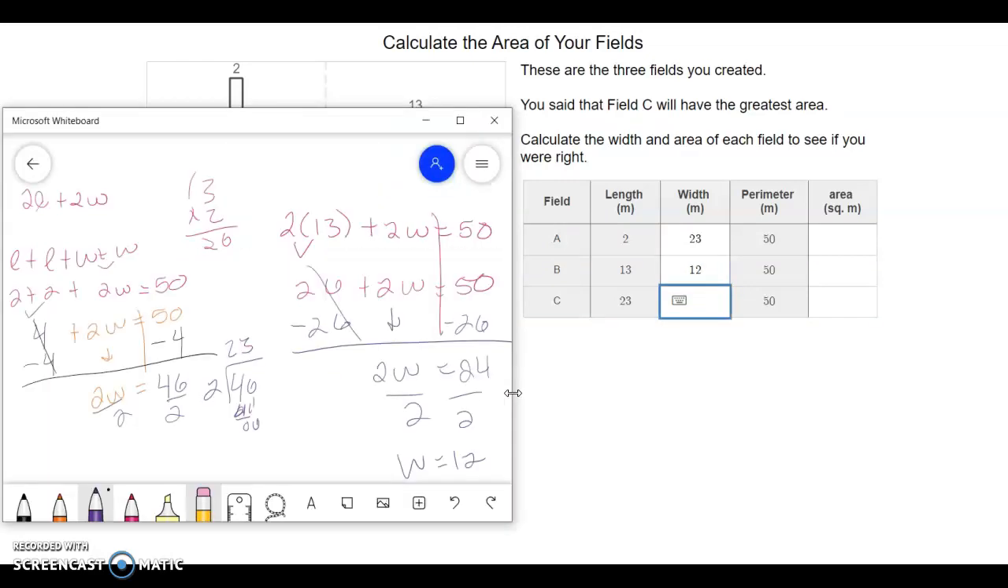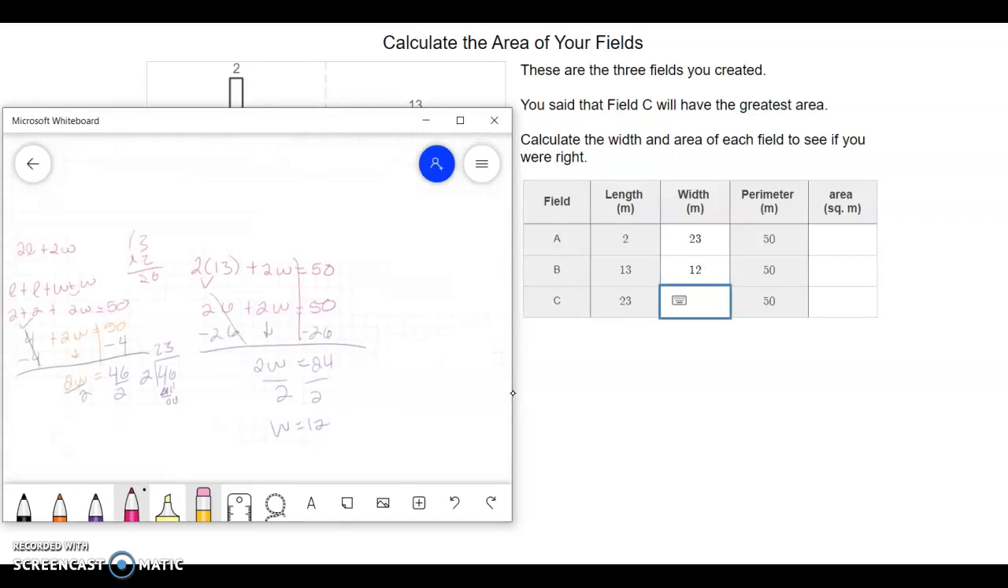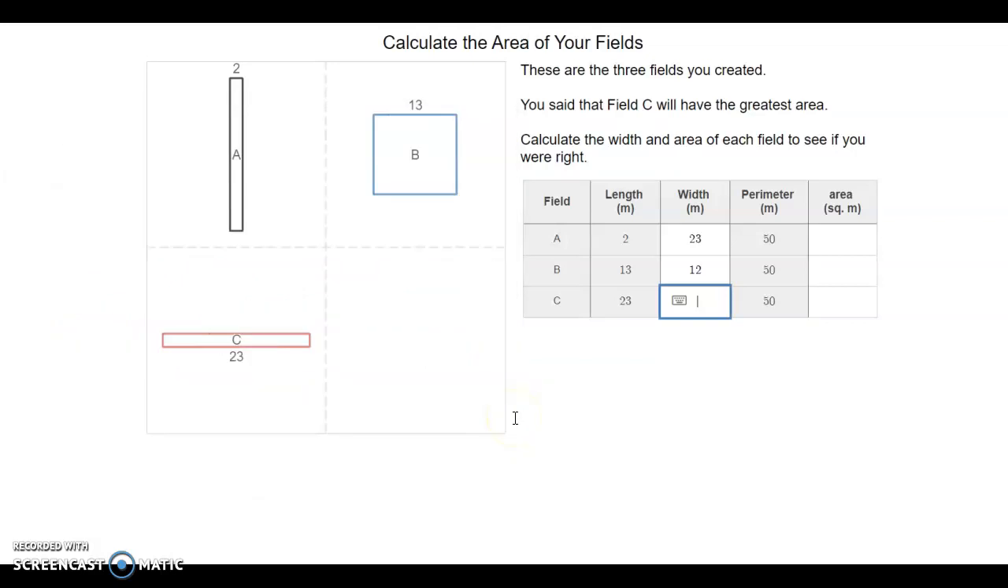And then I have 23. Now I have 2 times 23, because there's 2 sides that are 23. And 23 times 2 is going to give me 46, plus 2w equals 50. Again, get rid of the 46, and what we get is 4 equals 2w. 4 divided by 2 is going to give us 2. Oh, look, it was right there.